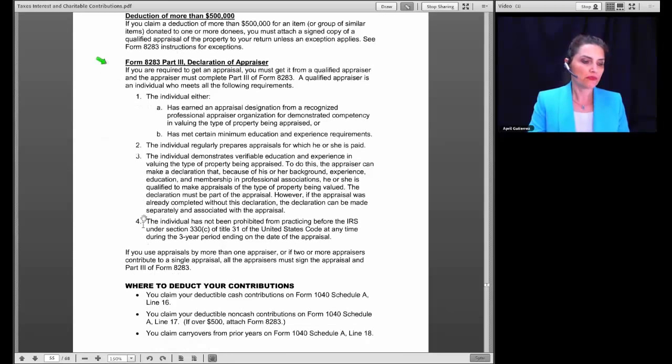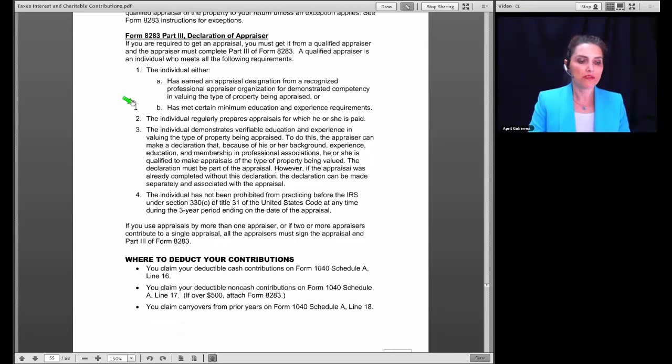And then finally, Part 3 of Form 8283. If you are required to get an appraisal, you must get it from a qualified appraiser, and the appraiser must complete Part 3 of Form 8283. A qualified appraiser is an individual who meets all of the following requirements. The individual has either earned an appraisal designation from a recognized professional appraiser organization for demonstrated competency in valuing the type of property being appraised, or they must meet certain minimum education and experience requirements.